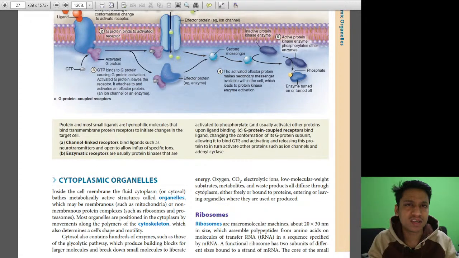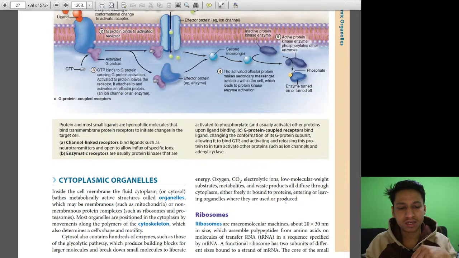We have all studied glycolytic pathways in our pre-med, but still, oxygen, carbon dioxide, electrolytic ions, low molecular weight substrates, metabolites, and waste products all diffuse through the cytoplasm, either freely or bound to a protein, entering or leaving organelles where they are used or produced. So these are the various roles that organelles play, sometimes producing oxygen, carbon dioxide, metabolic waste, etc. And these things are either present freely in the cytoplasm or associated or bound to a protein.